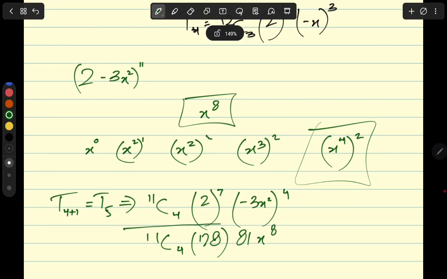So this right here is going to be the coefficient of x power 4 in the expansion of 2 minus 3x squared, the entire bracket, further raised to the power 11.